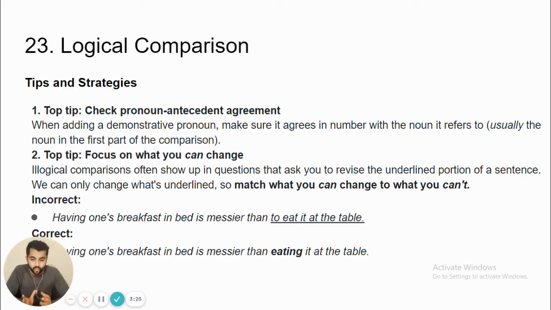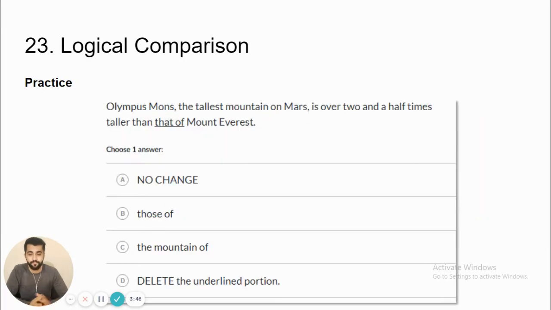So at one end where there is no underlining, we have having, right? And then we have an underlined portion which there is written to eat, right? So we can change to eat, we can't change having. So we will change to eat into eating to make sure that the structure is the same and so they can be compared. Right, so let's do a practice question.